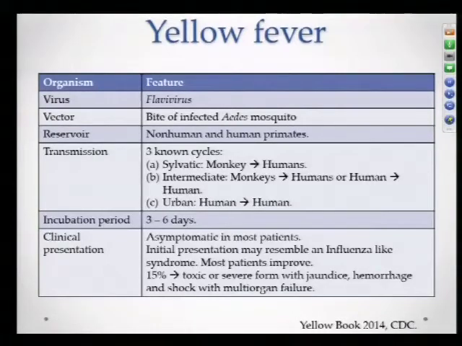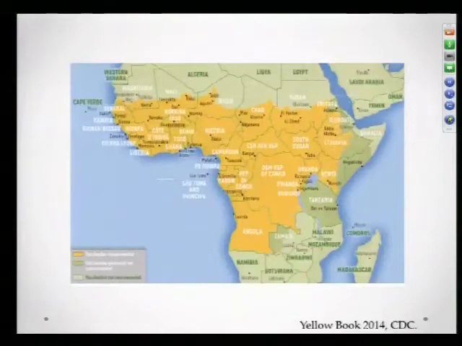In clinical presentation, again, asymptomatic in most patients. However, in about 15% of patients or so, they can be the toxic form where patients can go into hemorrhagic shock and be jaundiced and have multi-organ failure. So when it does progress into that severe form, the mortality increases. Yellow fever endemic countries are usually in the sub-Saharan Africa and West Africa.